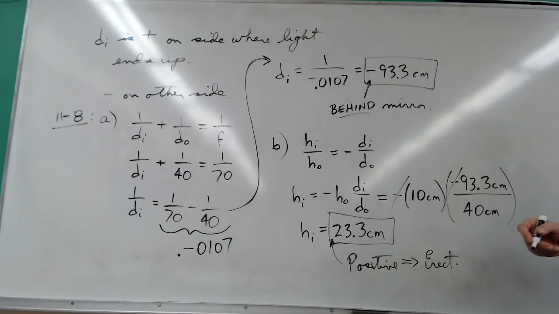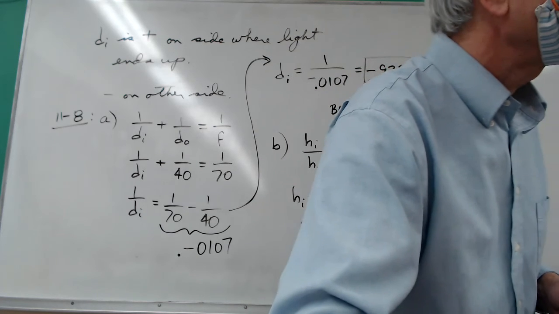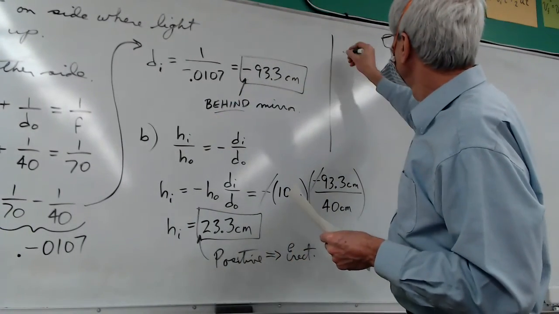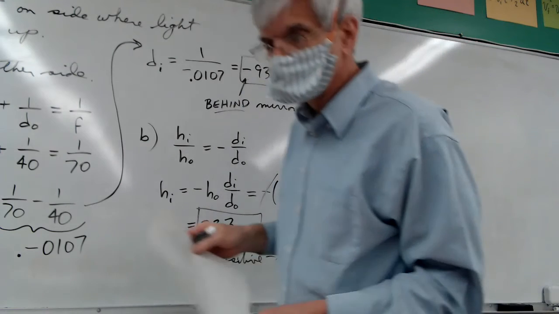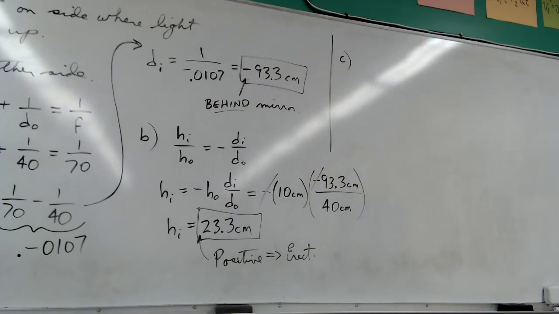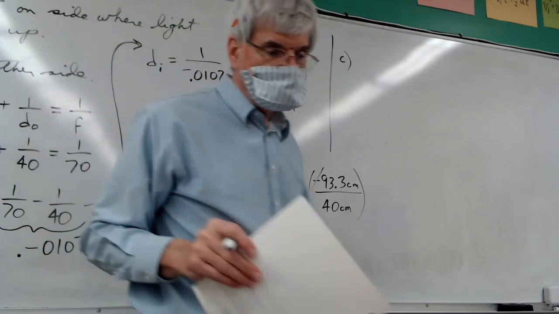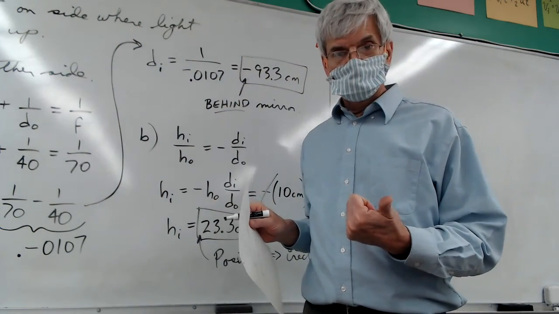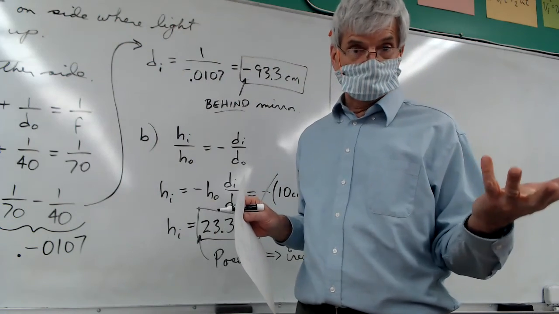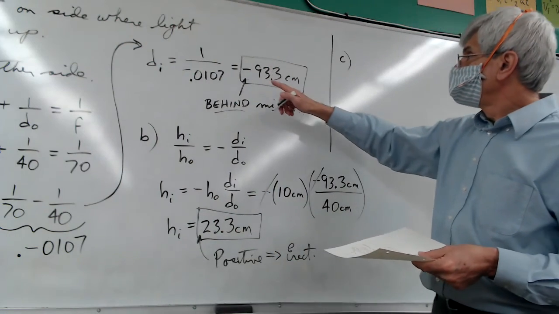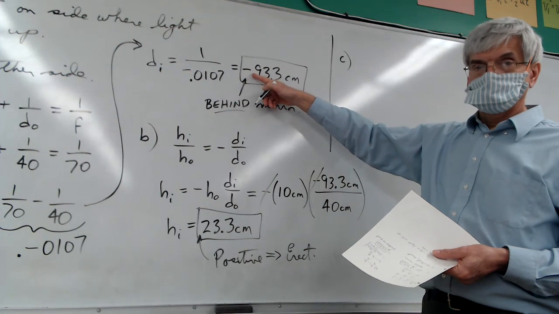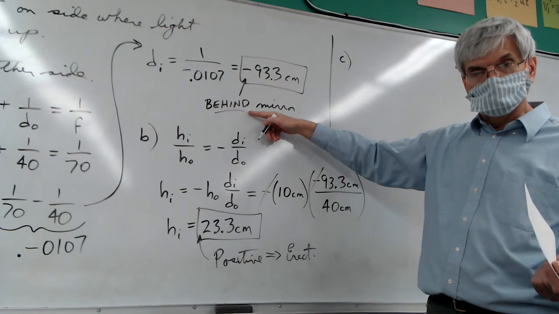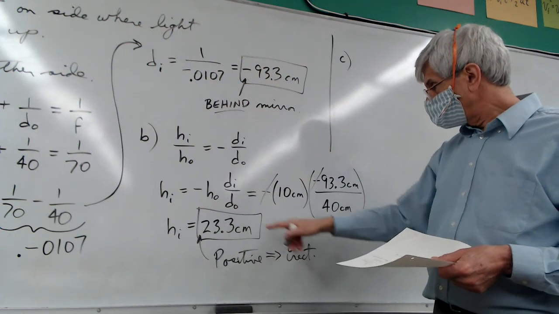So as far as part C goes, let's shift this over a little bit. Put that over here. Position, size, and character. What it means by the character is basically to answer 2 questions. Real or virtual, erect or inverted. And the real versus virtual depends on whether this came out positive or negative. Behind the mirror means it would be a virtual image. And well, I guess I already answered this.